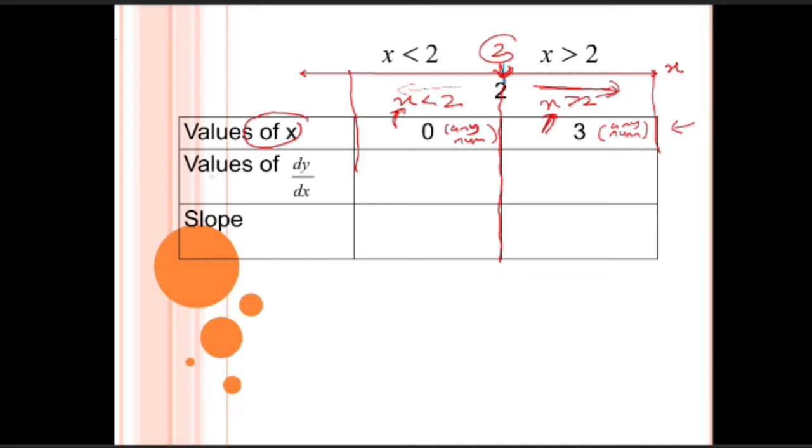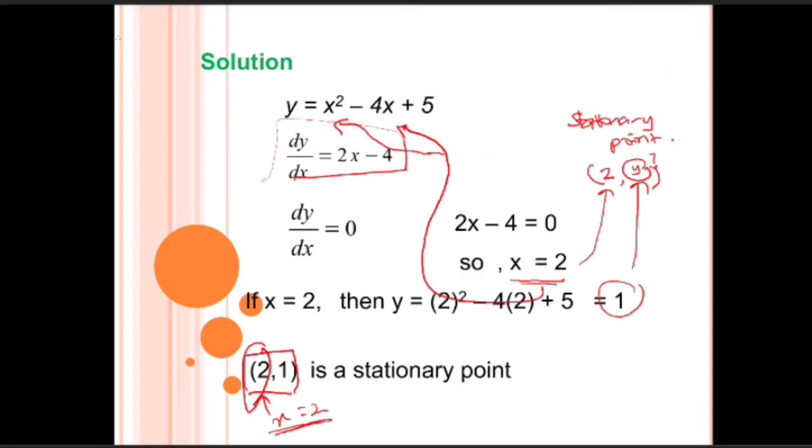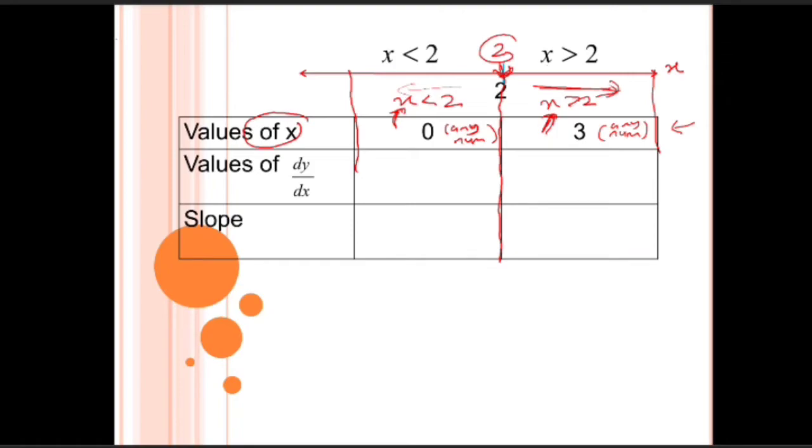Next row is for values of dy over dx. Previously, we have found dy over dx equal to 2x minus 4. So now, we just have to substitute any value which is less than 2. And for this question, I have chosen 0. So substitute that value of 0 into this dy over dx and see whether the sign is positive or negative. So 2 times 0 is 0, minus 4 will be a negative number. So write a negative sign there.